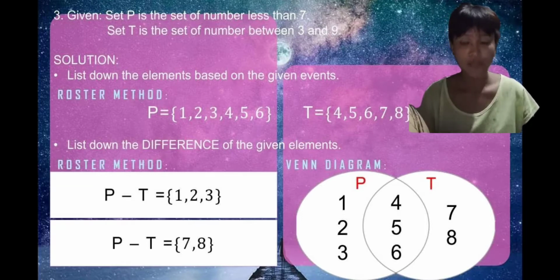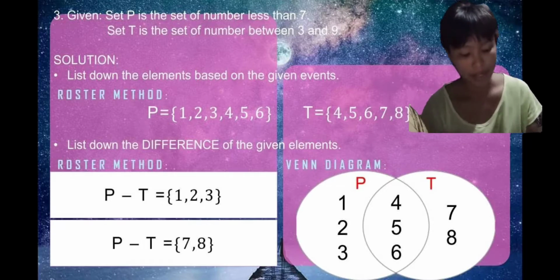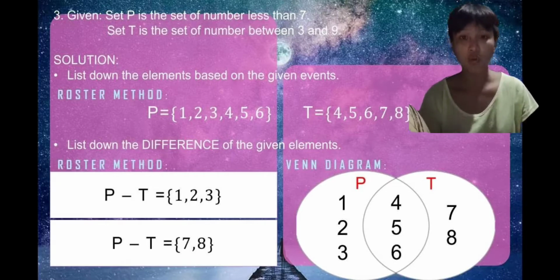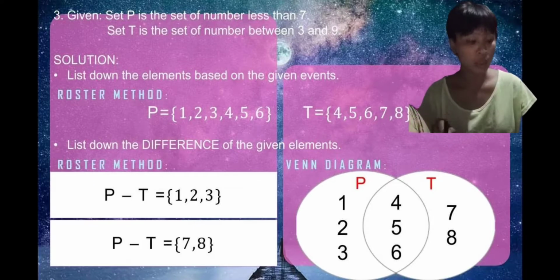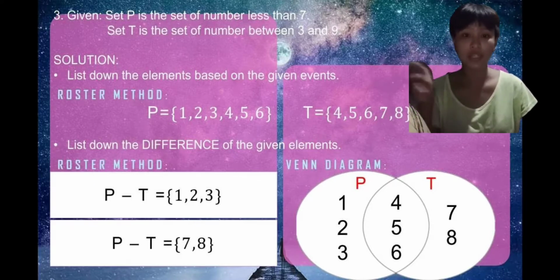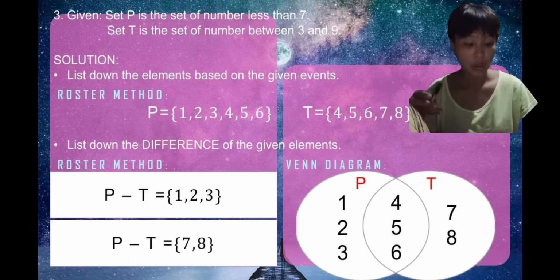Then yung difference naman is elements that are in set P but not in set T. So yung wala dun sa set T is yung 1, 2, and 3. So, shadean natin yung set T. Lahat yon kasi difference yon. So, ang matitira lang dun is 1, 2, and 3. So, ang answer is P minus T is equal to 1, 2, and 3.